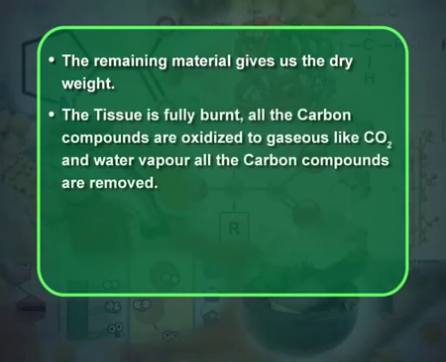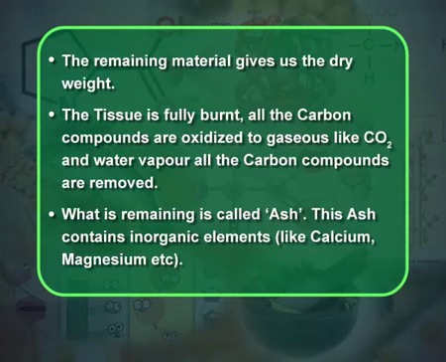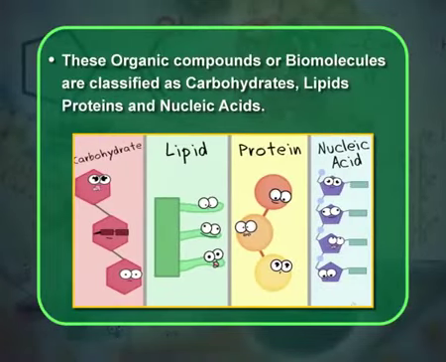Now, if the tissue is fully burnt, all the carbon compounds are oxidized to gases like CO2 and water vapor. So, all the carbon compounds are removed. What is remaining is called ash. This ash contains inorganic elements like calcium and magnesium. Today, we are going to discuss the different kinds of organic constituents which are present in a living tissue. These organic compounds or biomolecules are classified as carbohydrates, lipids, proteins and nucleic acids.